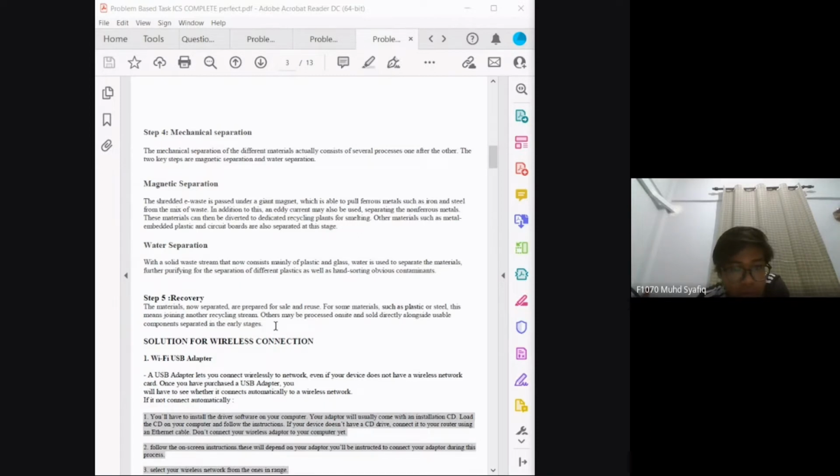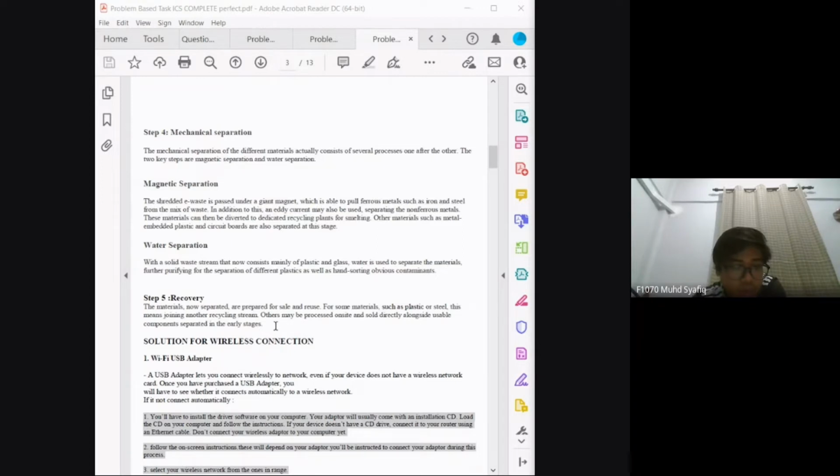For some materials such as plastic or steel, this means joining another recycling stream. Others may be processed on site and sold directly alongside usable components separated on the early stage.